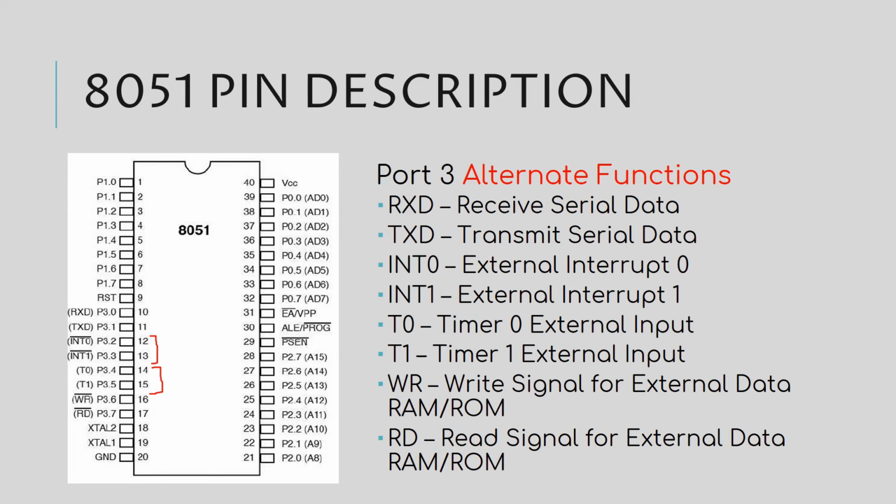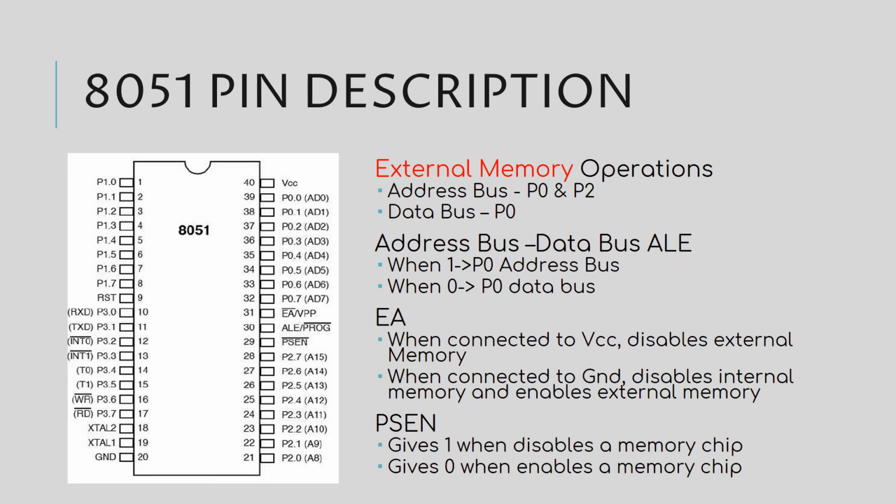Now move to the right side of the chip, that is pin 21 to 40. When external memory is connected, we need pins 29, 30 and 31. Apart from the port 2 and port 0, we need these 3 pins. 29 is PSEN. PSEN stands for Program Store Enable. 30 is ALE. It stands for Address Latch Enable. And then 31 is EA. EA denotes external access.